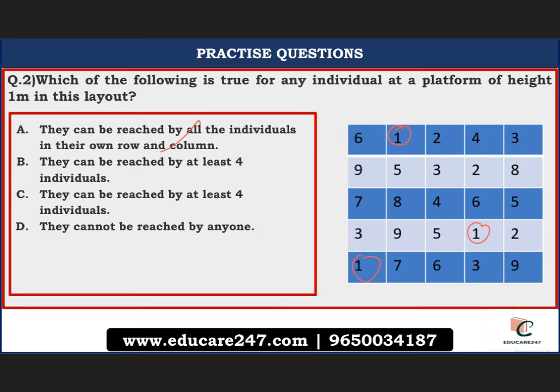Option B, they can be reached by at least 4 individuals, again wrong, they cannot be reached by anyone. Option C, they can be reached by at least one individual, no, again they cannot be reached by anyone, hence we are left with only option number D. And if you would have glanced at option number D at first, you would have anyway marked it, they cannot be reached by anyone, hence D is the correct choice.